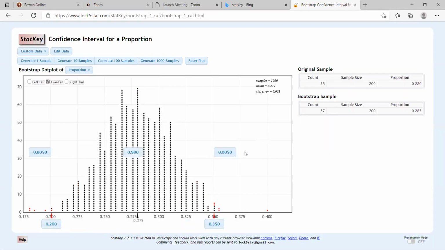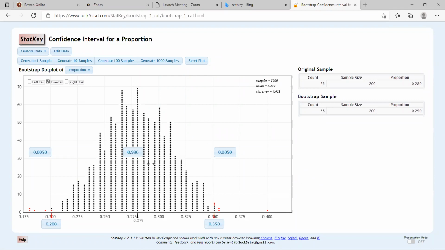It makes sense, doesn't it? Because there are more black dots here. 99% is 990 of these black dots. There are only 10 red dots, if you count them. There are 4 here and 6 over here. All right, so there are 10 red dots, and those are the samples that are not in the interval.